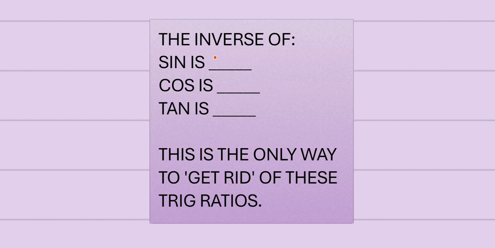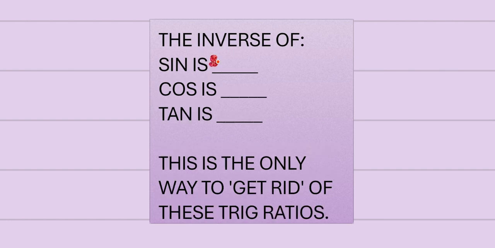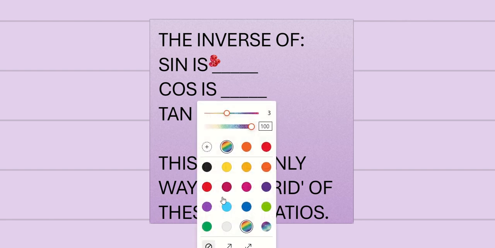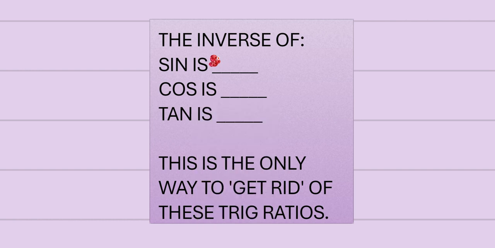So the inverse of sine would be sine raised to the negative 1. The inverse of cos would be cosine raised to the negative 1. And the inverse of tan would be tan raised to the negative 1. So if you ever want to get rid of either one of these, this is the only way to do that. And I want to quickly just explain to you why it works.